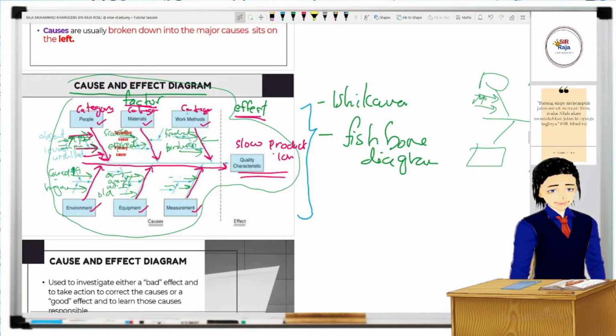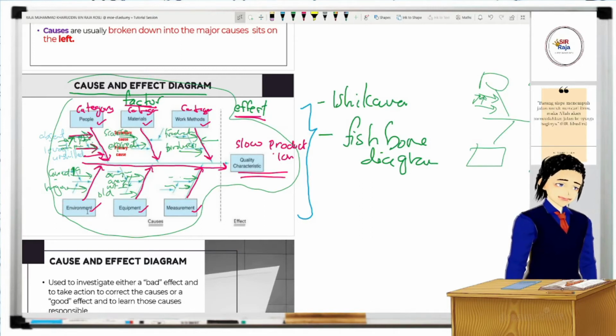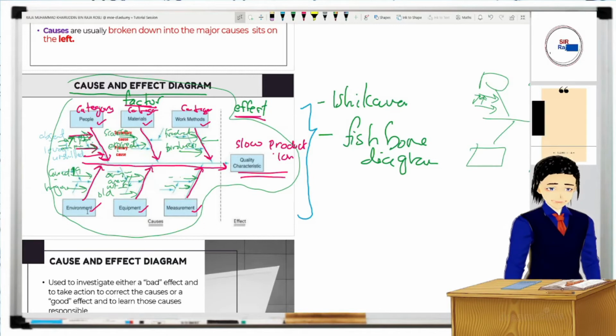So we start with the category or factor, and then we describe the factor. What are the things? What are the reasons? What are the punca, the sources of the problem within that category? This is the standard category: people, material, work methods for manufacturing process. I repeat again, I want to highlight manufacturing process. If you're talking about other things, like construction, we're going to have different categories most of the time.